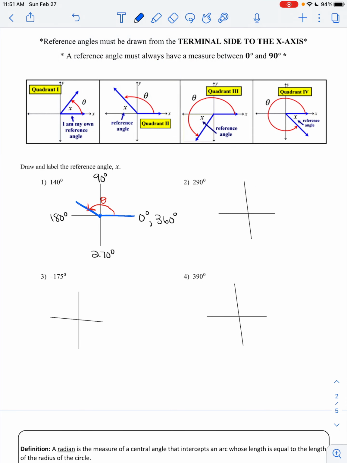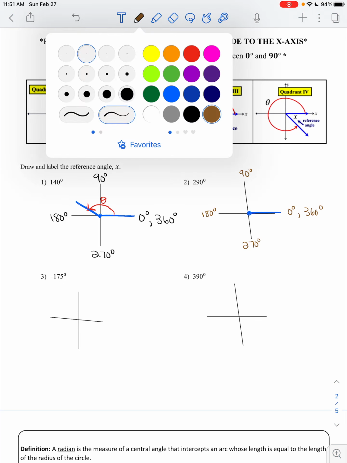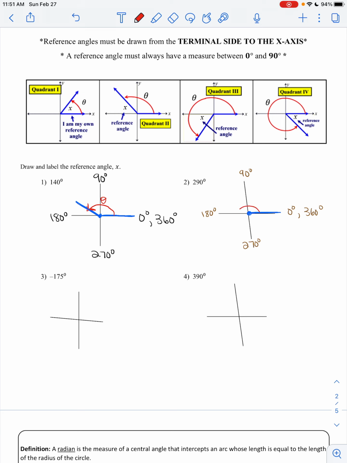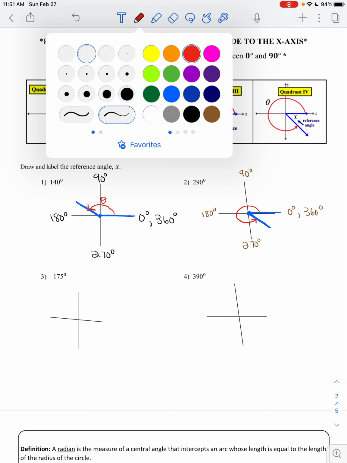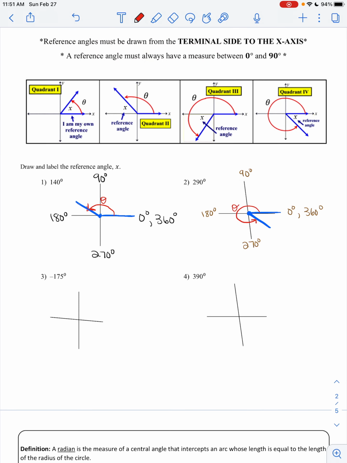Okay, now let's take a look at number 2. Here's my initial side. Add in my labeling, 0, 90, 180, 270, 360, and I'm going to draw in my angle. So go a little bit past 270, and here I am at 290, and again, I'm going to label that angle theta.